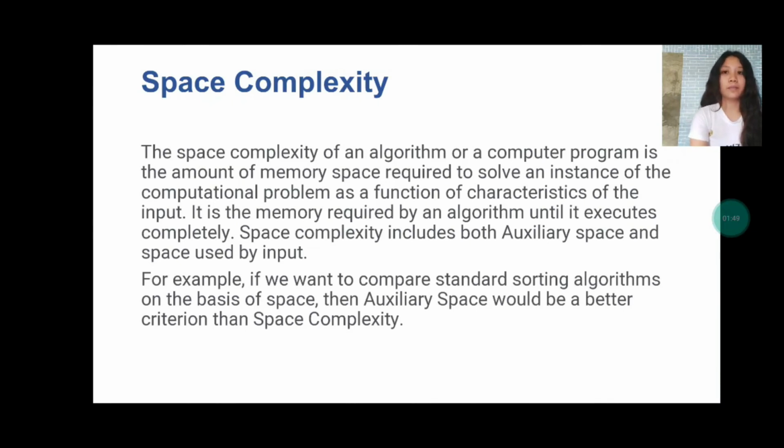So, a variable part is the space required by variables whose size is totally dependent on the size of the problem. For example, recursion, stack space, and dynamic memory allocation. And if we want to compare standard sorting algorithms on the basis of space, the auxiliary space would be a better criterion than space complexity.